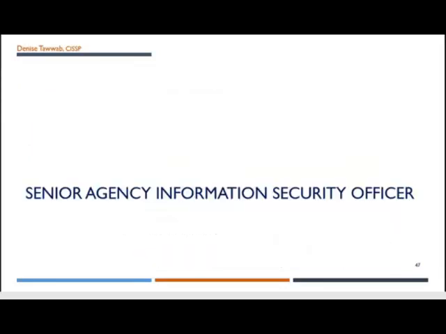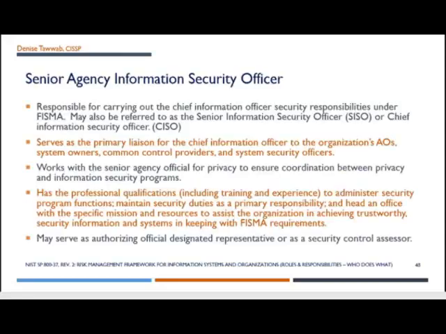All right, the Senior Agency Information Security Officer, also known as the Chief Information Security Officer in the private sector. They are responsible for carrying out the Chief Information Security Officer responsibilities under FISMA. They may also be referred to as the Senior Information Security Officer, the CISO, or the Chief Information Security Officer. They serve as the primary liaison for the Chief Information Officer to the organization's authorizing officials, system owners, common control providers, and system security officers.